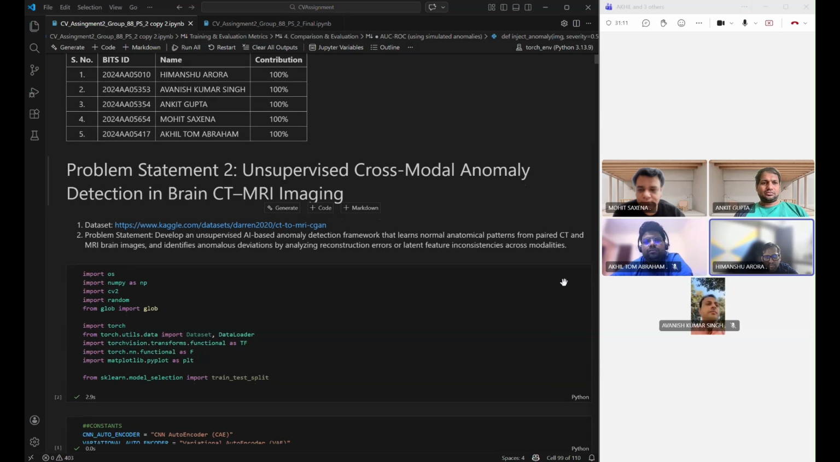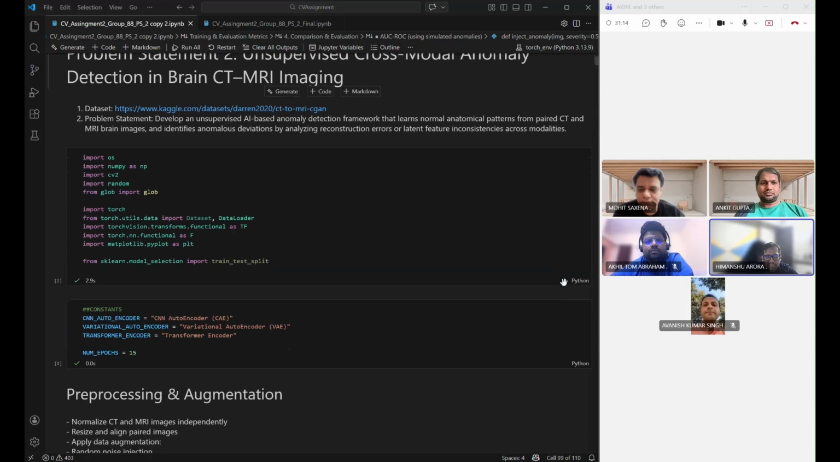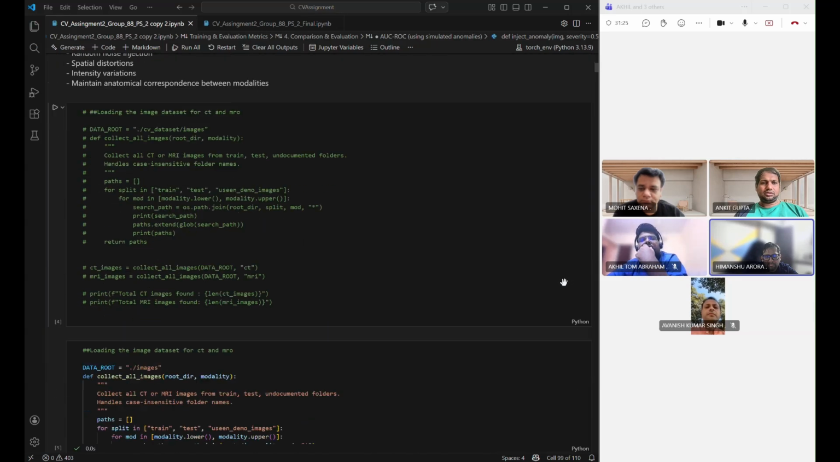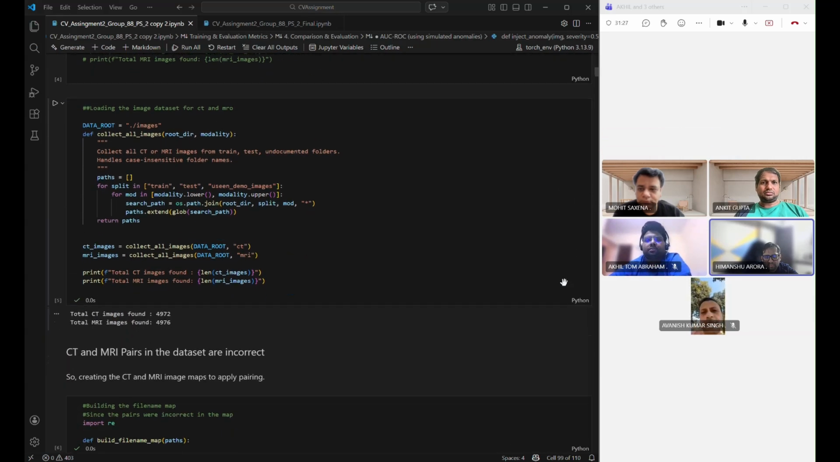Our goal was to train the model only on the normal-looking brain scans and then detect abnormal cases based on how much they deviate from the normal pattern. As suggested, we picked up a Kaggle dataset that contains those images, and it was around 4,900 images for each modality.